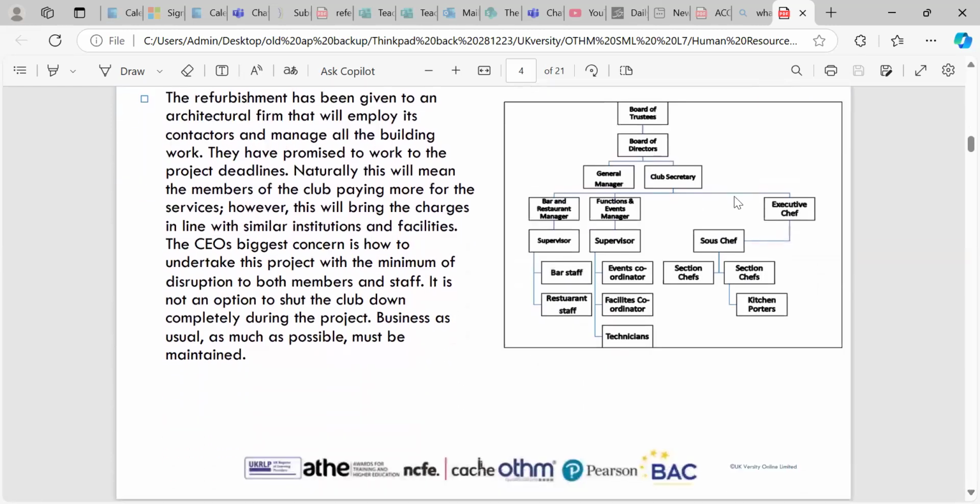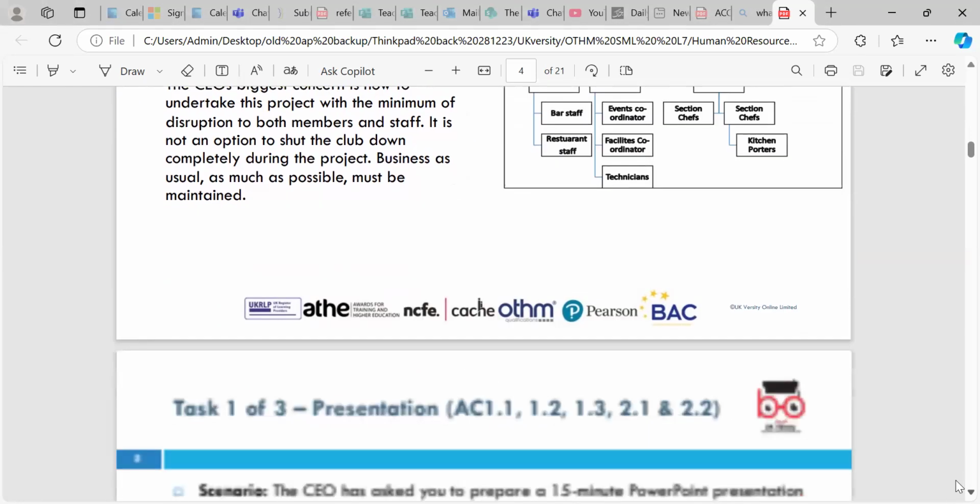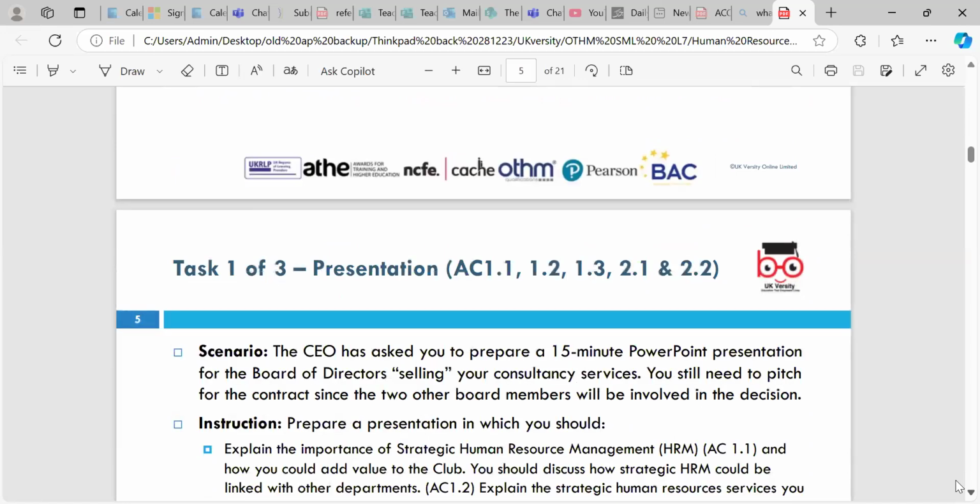Yes, please. You can see the organization structure, who is responsible for what, and the chain of command. You can argue. So we have task 1, which is about the PowerPoint presentation. Task 1 is about assessment criteria 1.1, 1.2, 1.3.